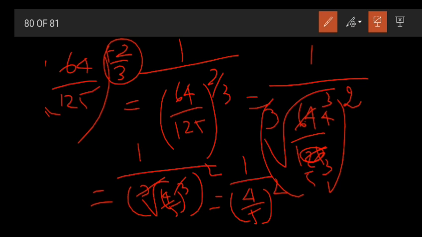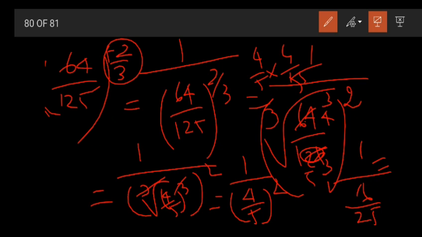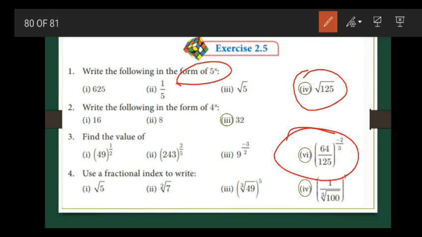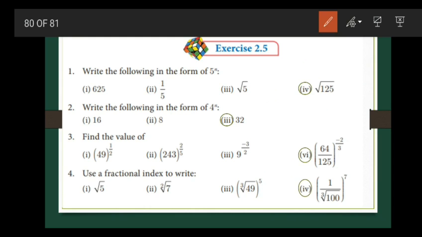Okay, when you square this, it means you have to multiply 4 by 5 two times, 4 by 5 into 4 by 5. So what is 4 by 5 into 4 by 5? 4 4s are 16, 5 5s are 25. So you will get 16 by 25. 1 by 16 by 25 is equal to 25 by 16. Okay, so the answer for this is 25 by 16. Okay, now see the fourth one.